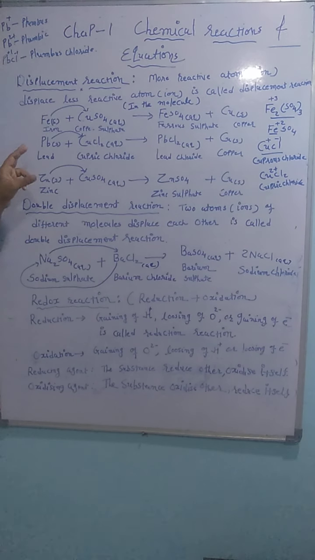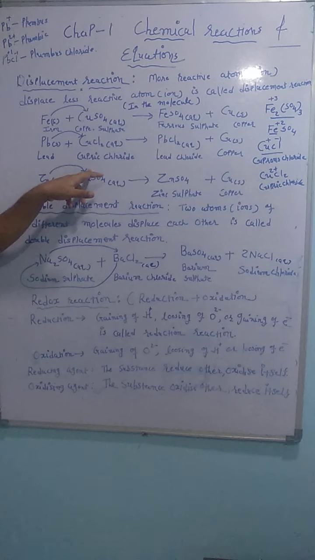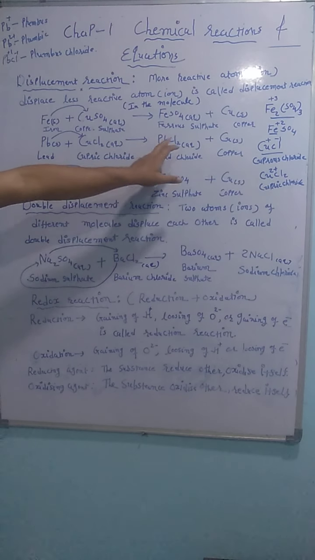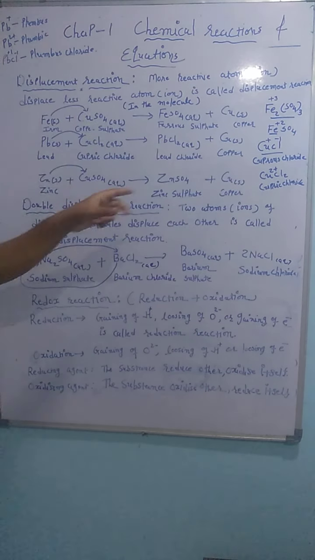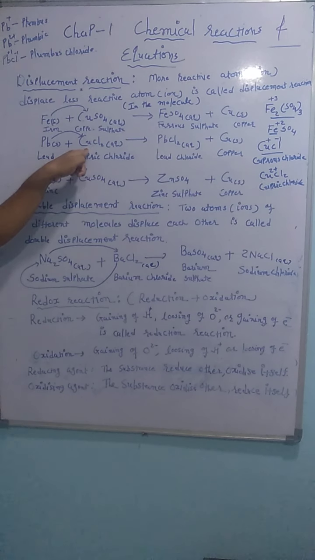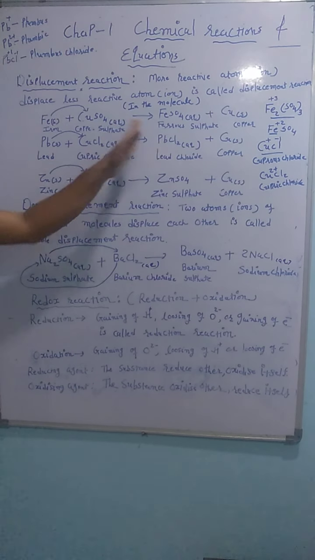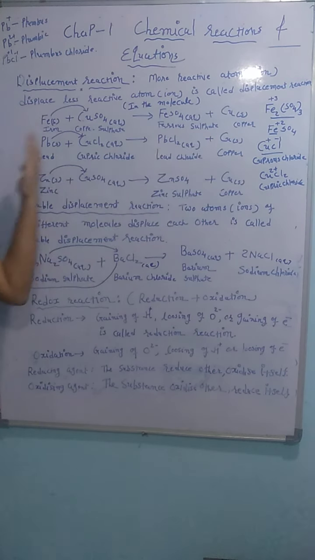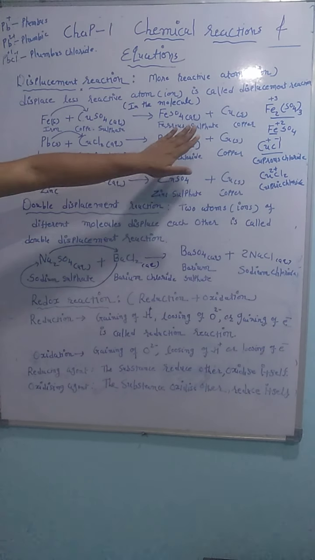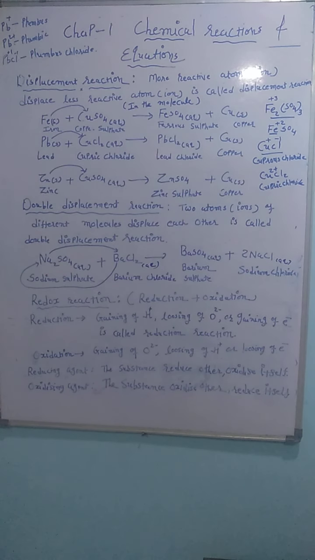Second, 1 mole of Pb, lead, reacts with 1 mole of cupric chloride, gives 1 mole of lead chloride plus 1 mole of copper. First condition, Pb is more powerful than copper, so it displaces it. So PbCl2 plus copper. Reaction never takes place in the backward direction, meaning from products, reactants are never possible.